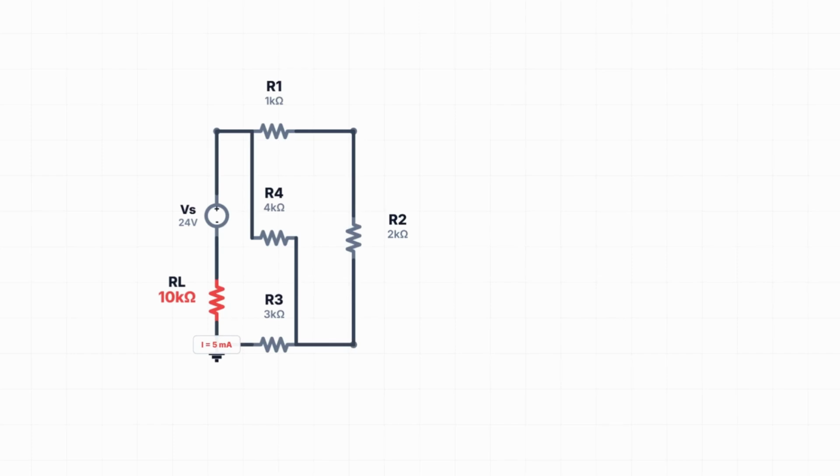Your design requirement changes. What if RL is 10 kilo ohms? What if it's 100 ohms? You look at your work and realize you have to start all over again. Every time the load changes, you have to resolve the entire circuit. There has to be a smarter way.